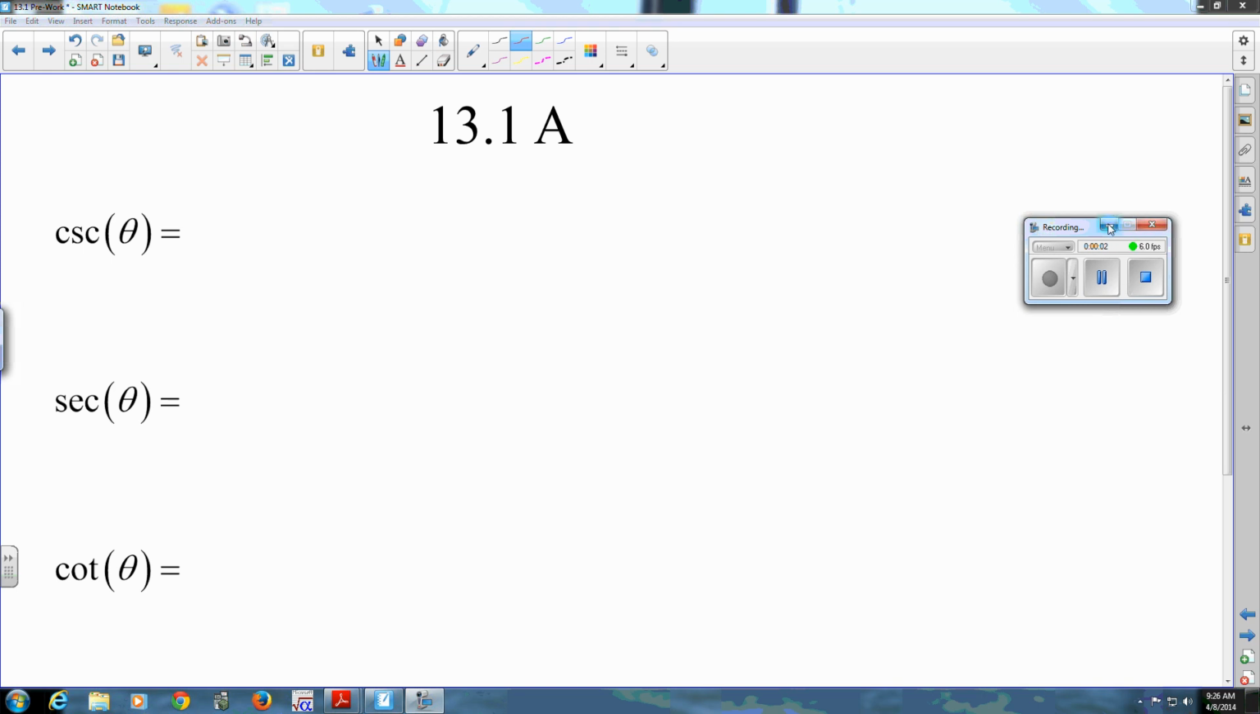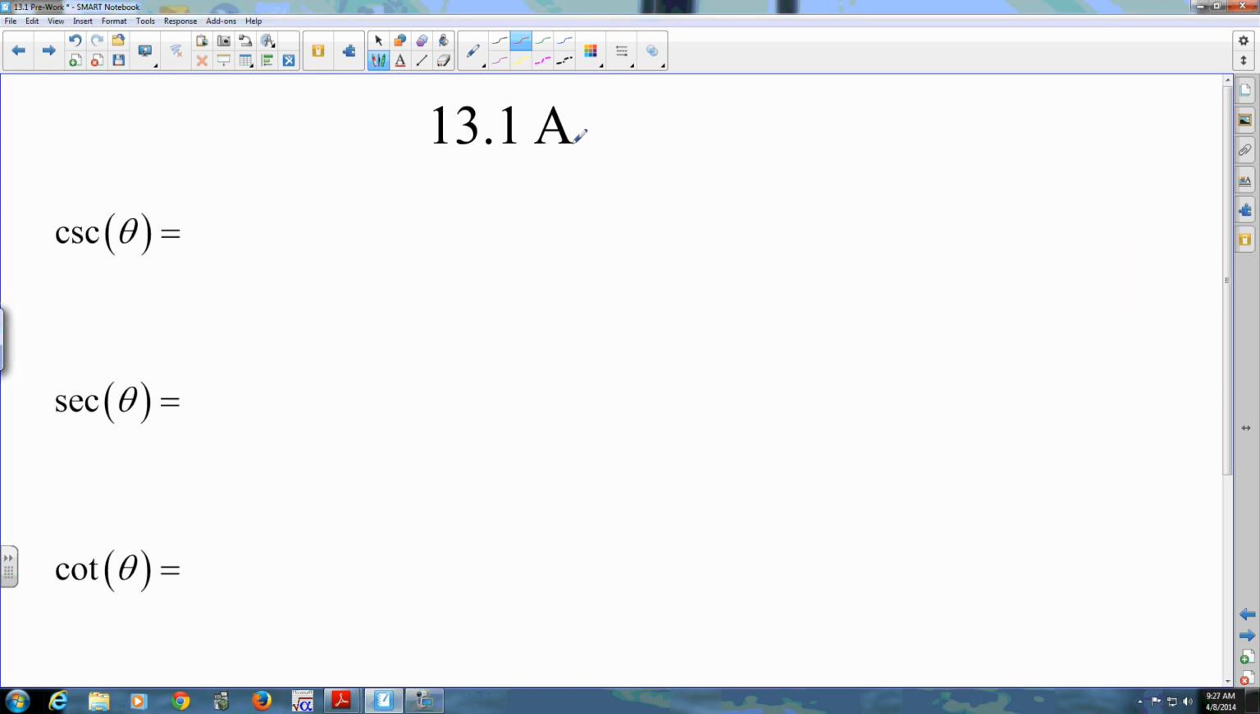Hello everyone, this is for 13.1a, the first part for Algebra 2. The next definitions that you guys have are the cofunctions. This is cosecant, that's an N. This is secant, and this is cotangent. Heck of a C, cotangent.